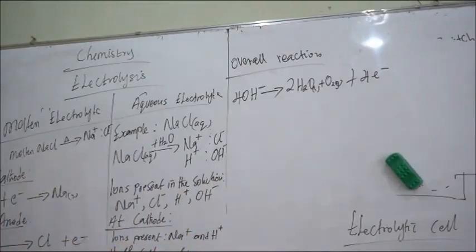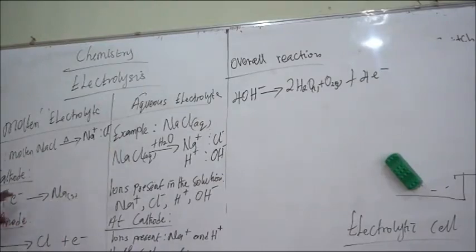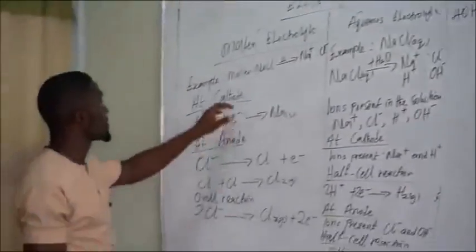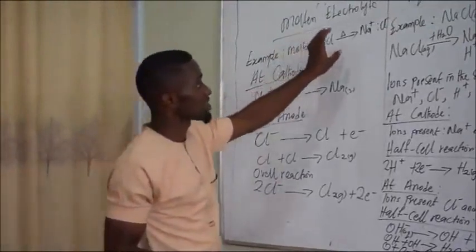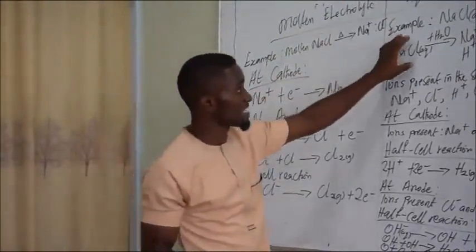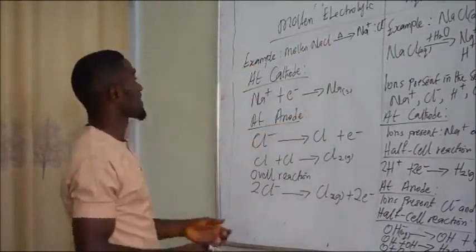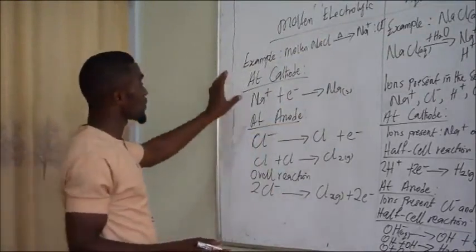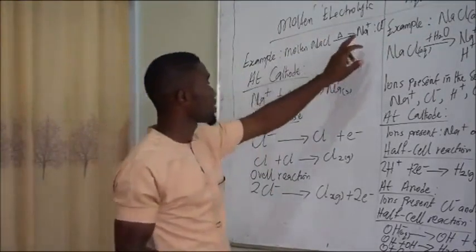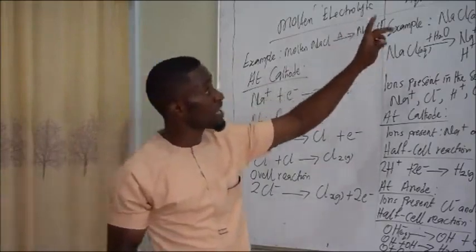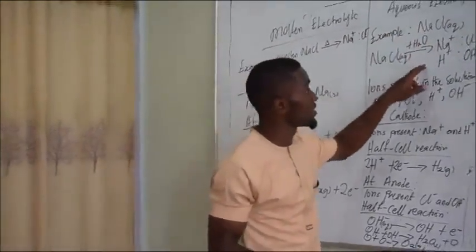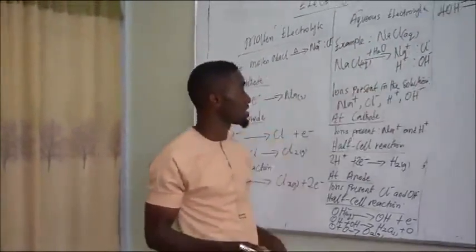Okay, so when you compare the two reactions, you can easily observe that the difference is this. This one does not contain water as its solvent, but this one contains water as its solvent. Then the mobile ions that are produced in this one is as a result of heating, while this one is as a result of addition of water. Then the ions present in this one include only the sodium ion and the chloride ion. But in this one you have the sodium ion, the hydrogen ion, the chloride ion, and the hydroxyl ion.